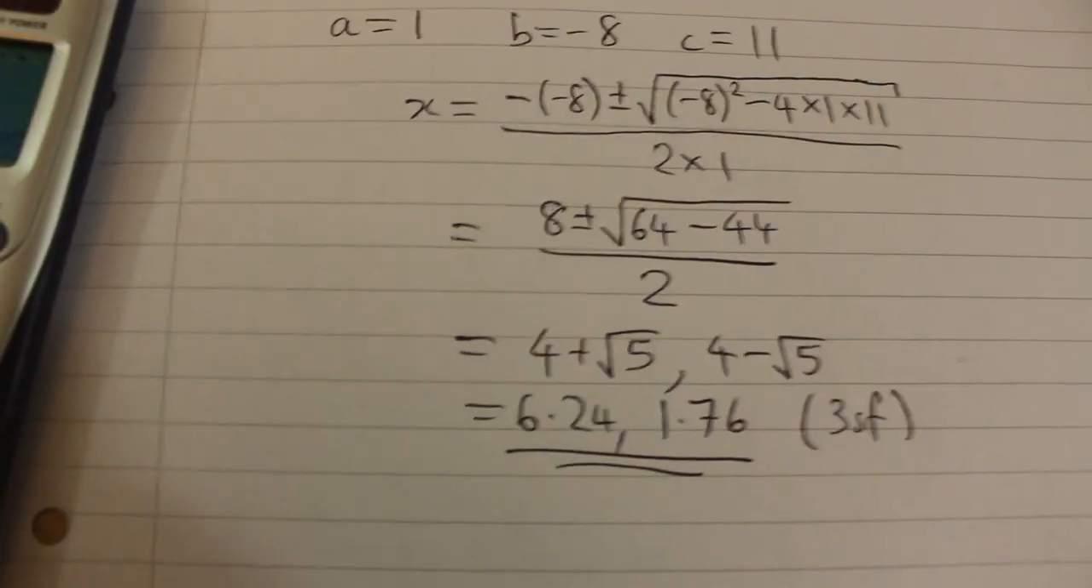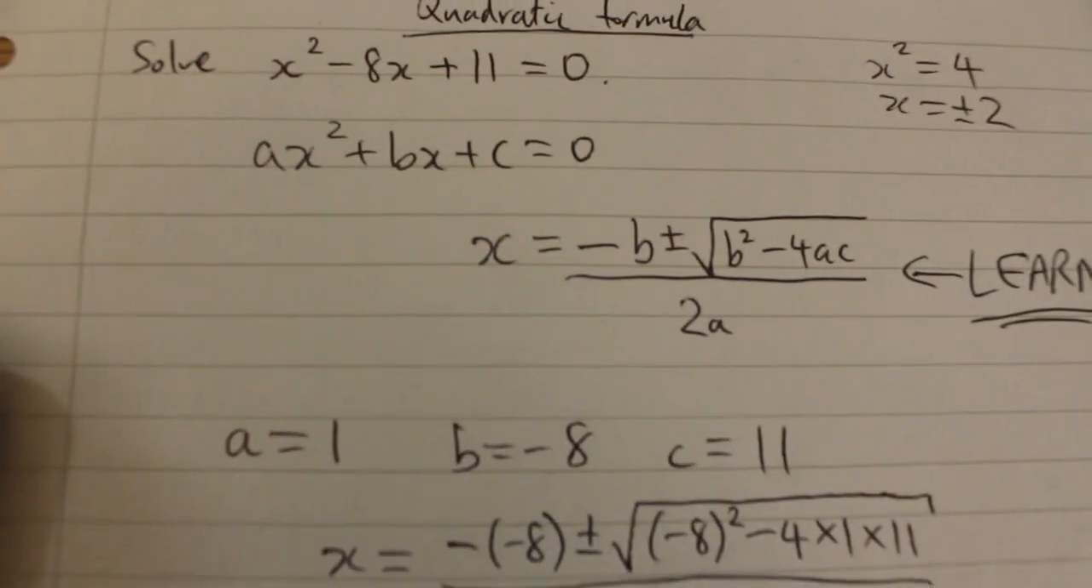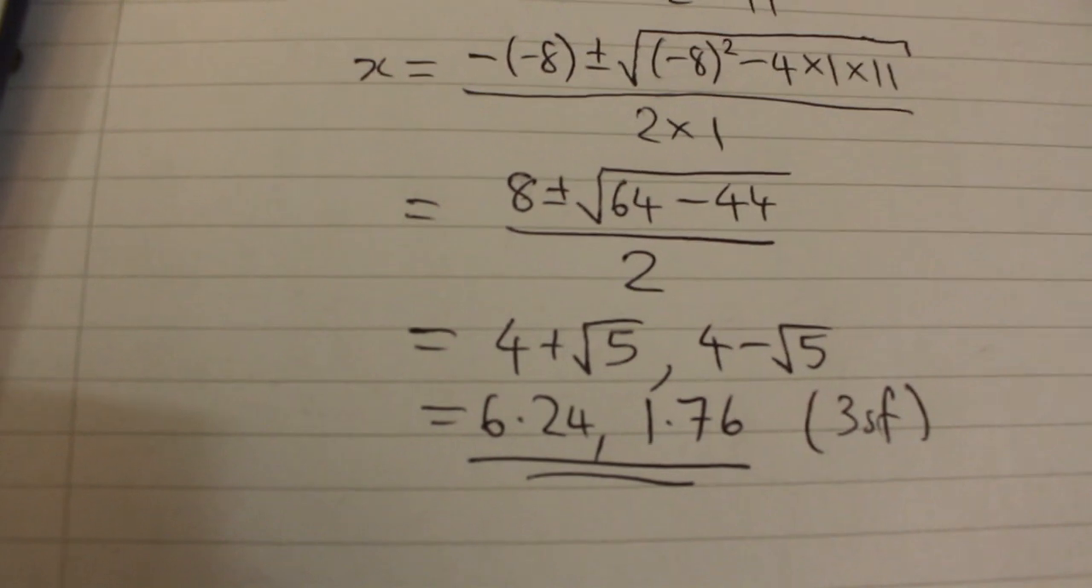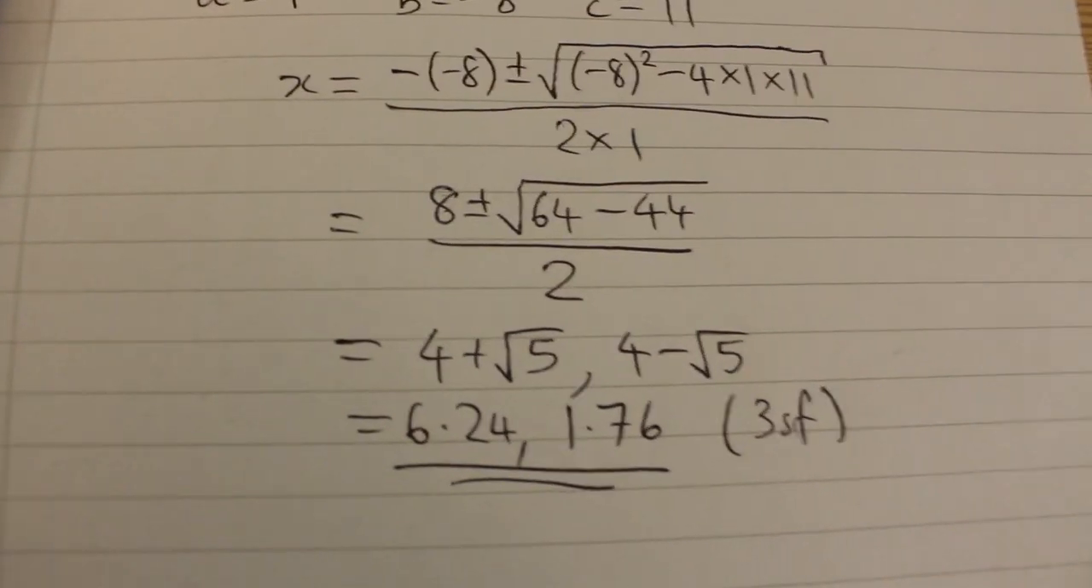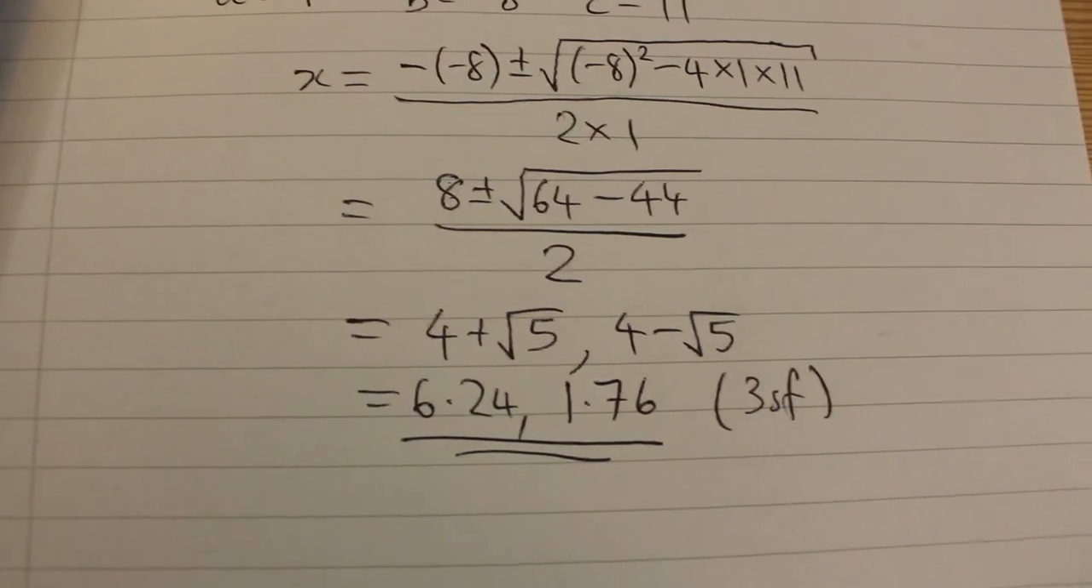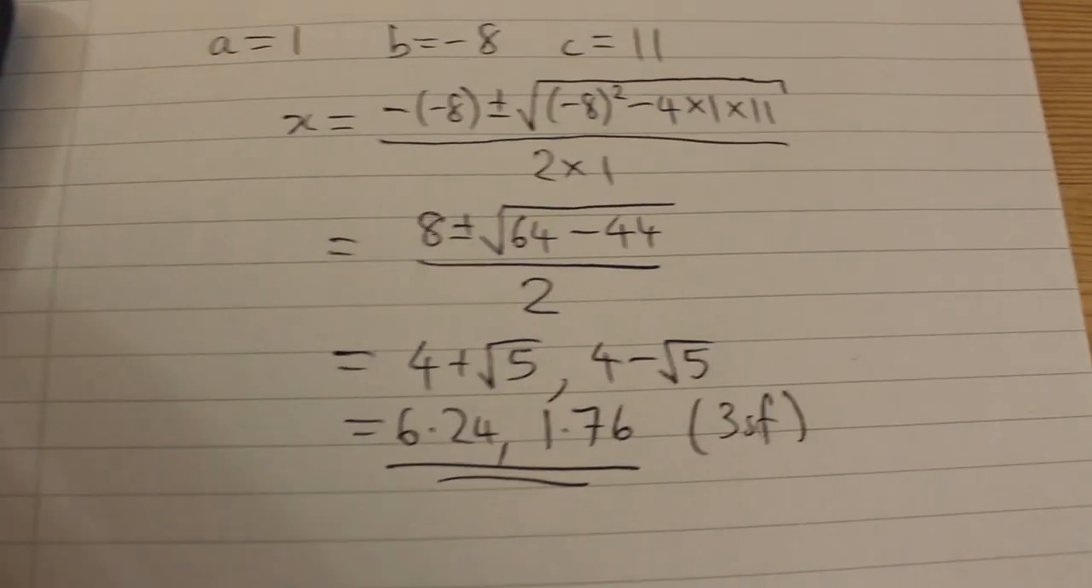So we have these two solutions using this formula, using the values of a, b, and c. And we put it into the calculator once with a plus and once with a minus to find the two different solutions. So let's have a go at solving a slightly different equation.